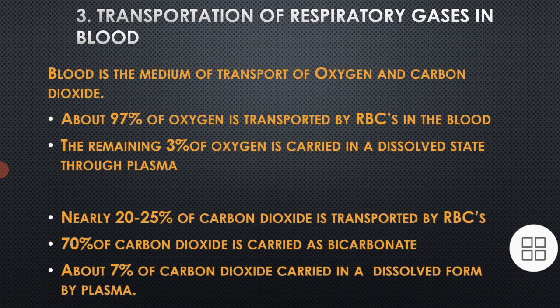And if we talk about carbon dioxide, nearly 20 to 25% of carbon dioxide is transported by red blood cells. 70% of carbon dioxide is carried as bicarbonate and about 7% of carbon dioxide is carried in dissolved form by plasma. So both the oxygen and carbon dioxide are carried by blood and plasma, but carbon dioxide is carried as bicarbonate also.